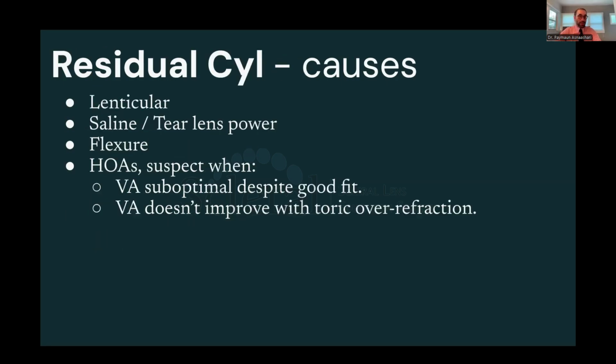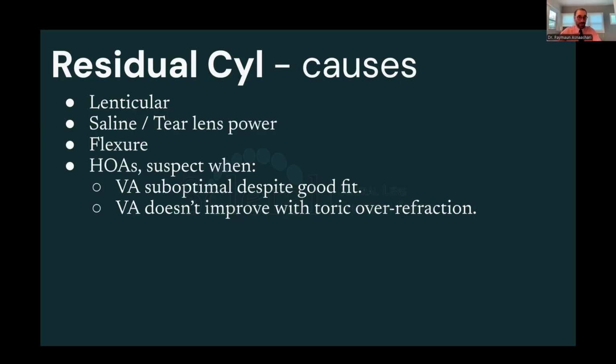Here are some causes for residual cylinder. It could actually be lenticular, something we can't really control. It could be due to the saline and tear lens power. We know that there's a saline reservoir in this lens, and this is actually creating some refractive index. And so it could be due to this.